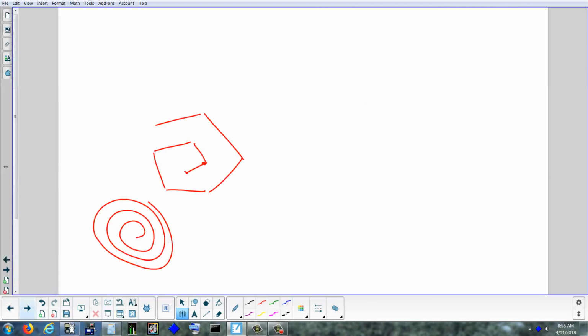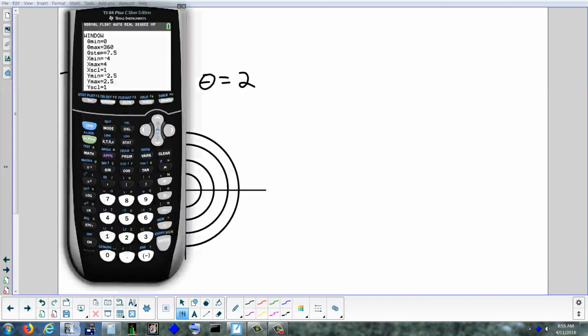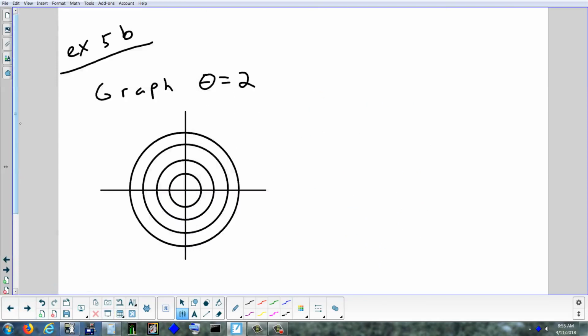Okay, so let's look at this one. This is one we can't really do on the calculator because it's of the form theta equals. I can't do theta equals, I can only do r equals. In terms of a rectangular coordinate system, this is kind of like trying to graph x equals. You can't do that. You can graph y equals and get horizontal lines on the calculator, but you can't get vertical lines. Okay, so same idea.